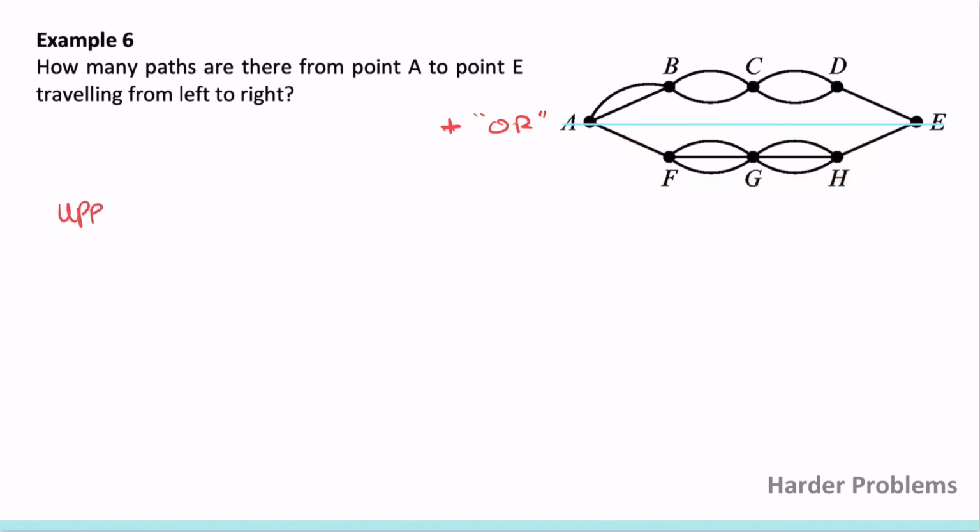So let's consider them. I'm going to first choose my upper path. So from A to B, I've got 2 choices. B to C, I've got 2. C to D, I've got 2. And D to E, I've got 1. So in total, I've got 8 different paths that I can take.